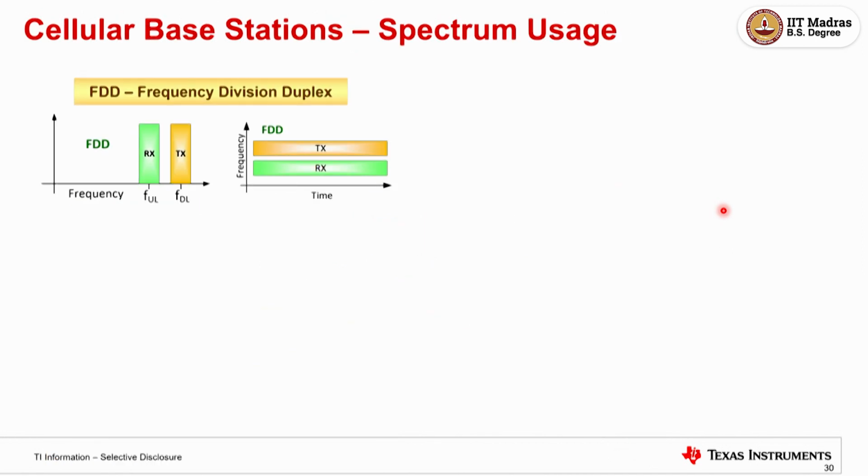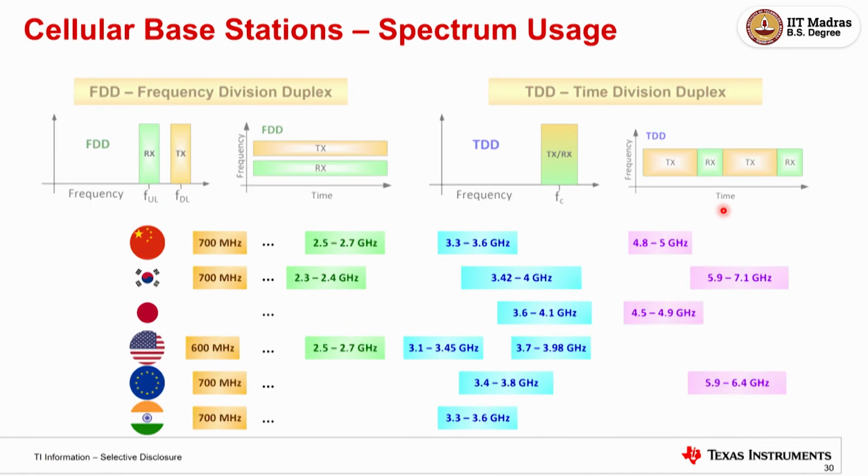I'll just go back to this foil. If you see this, these are the different countries and the spectrum allocation for different countries. You see India, the 5G is mostly at 3.3 to 3.6 gigahertz as the carrier frequency band. And if you see Japan, you'll see somewhere around 4.5. The US is also similarly in this band.